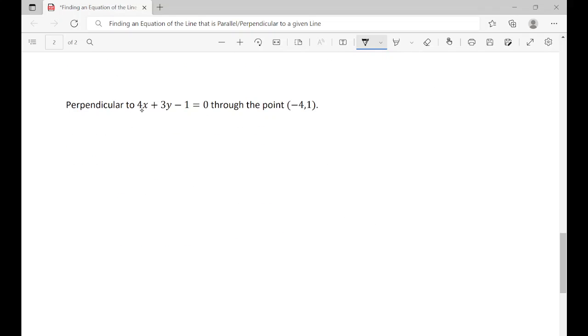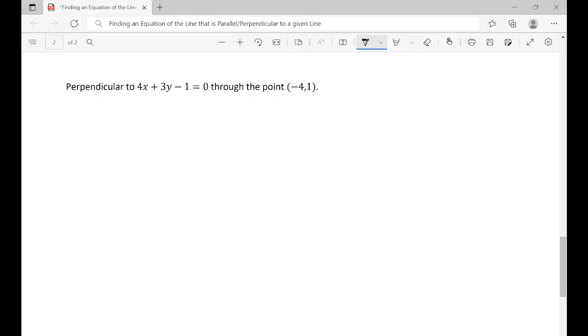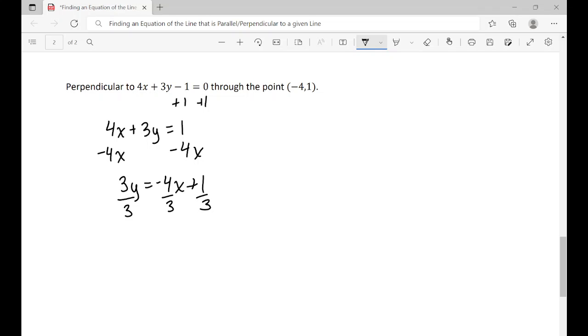Last, we want perpendicular to the equation 4x plus 3y minus 1 equals 0, and going through the point (-4, 1). So let's get into mx plus b form so we can get the slope. First, we're going to add 1 to both sides. So 4x plus 3y equals 1. Subtract 4x from both sides. 3y equals negative 4x plus 1. And then divide everything by 3 to get y by itself. So y equals negative 4/3 x plus 1/3.